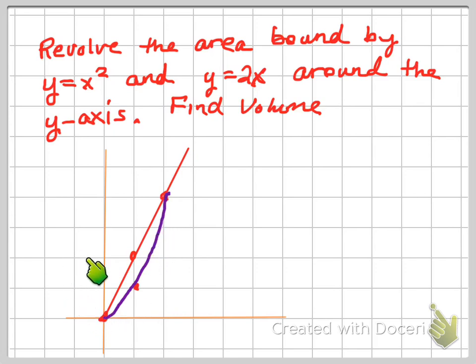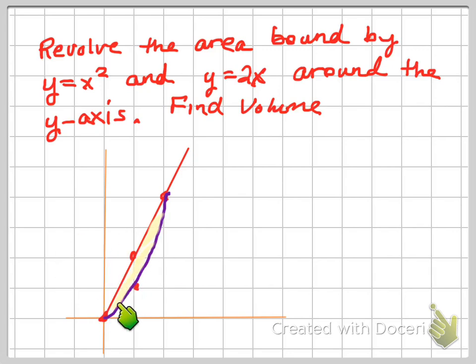Alright, so the area enclosed by those two would be this little strip right in here, which I'll shade in yellow. So that is the enclosed area. Now I have to take that enclosed area and spin it around the y-axis. So if I spin it around the y-axis, think about this area.